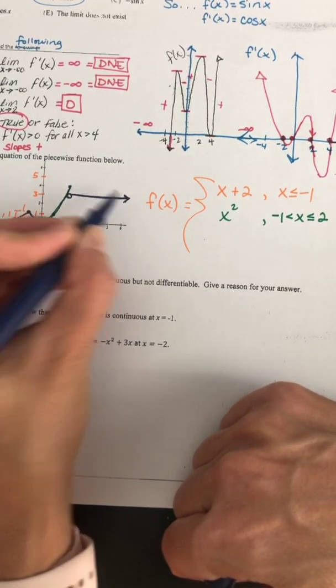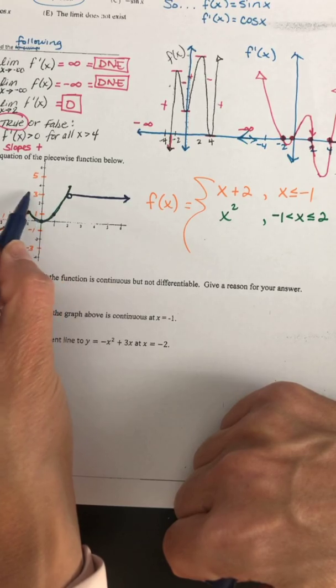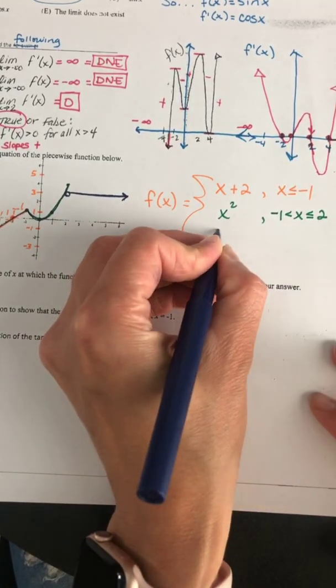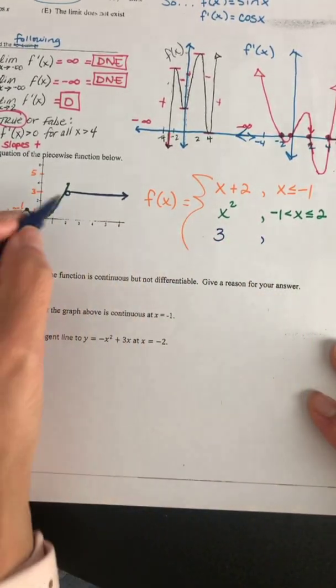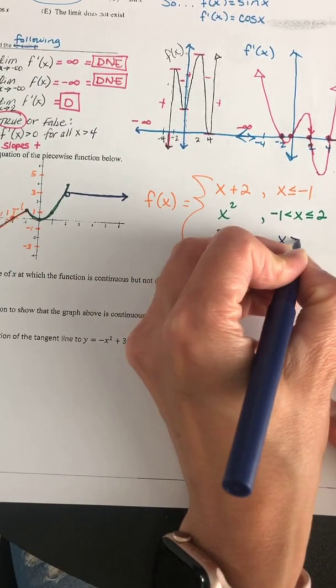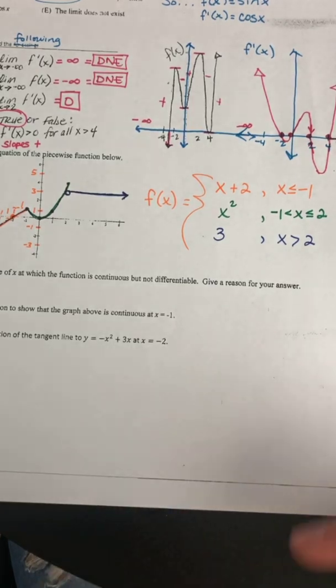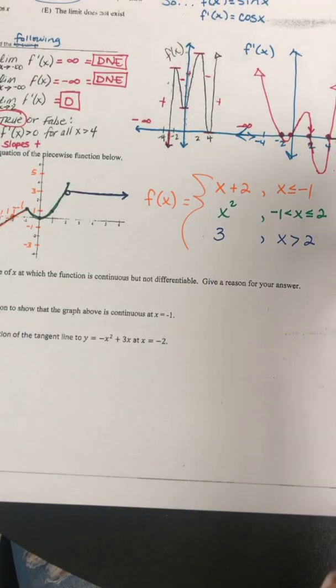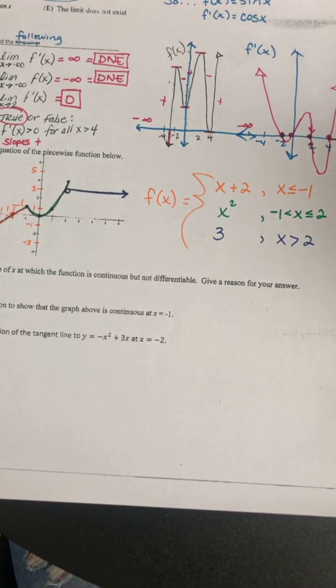Okay. All right, and then the last piece, I see that it's an open point there at 2, and it's a horizontal line. And that horizontal line is at y equals 3. So it's just 3. And it's for points that are greater than 2, to the right of 2. So x greater than 2. Okay, so there's our piecewise function. Hopefully those are getting easier by now.